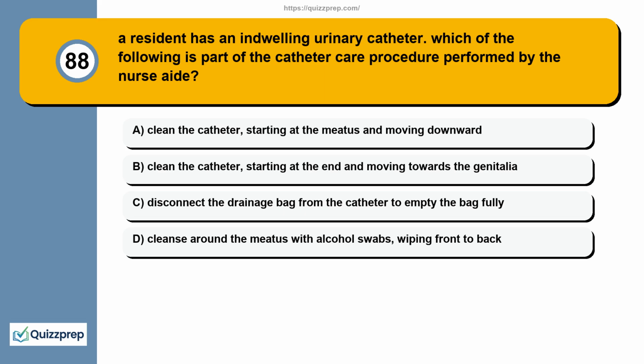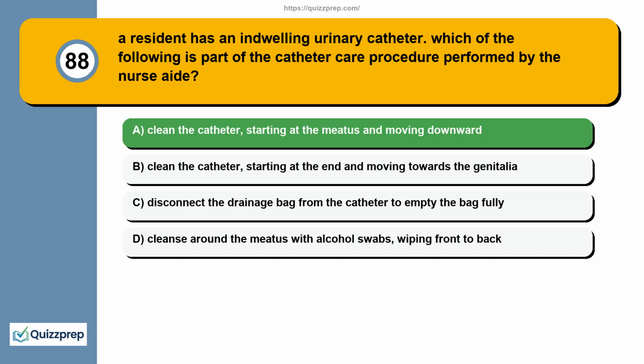Question 88. A resident has an indwelling urinary catheter. Which of the following is part of the catheter care procedure performed by the nurse aide? Option A, clean the catheter, starting at the meatus and moving downward. Option B, clean the catheter, starting at the end and moving towards the genitalia. Option C, disconnect the drainage bag from the catheter to empty the bag fully. Option D, cleanse around the meatus with alcohol swabs, wiping front to back. The correct answer is option A, clean the catheter, starting at the meatus and moving downward.